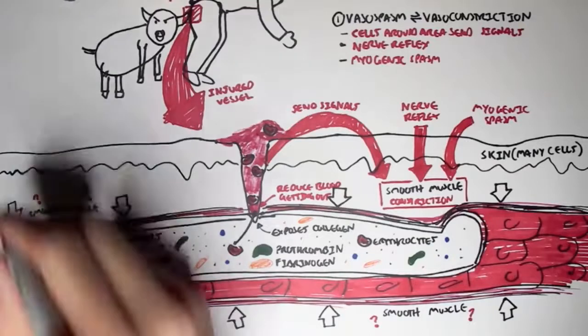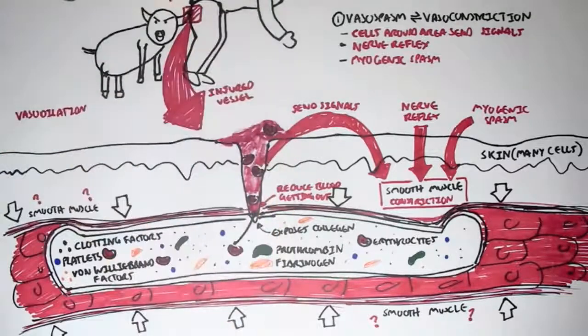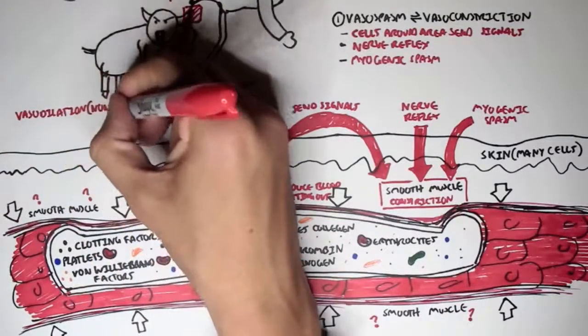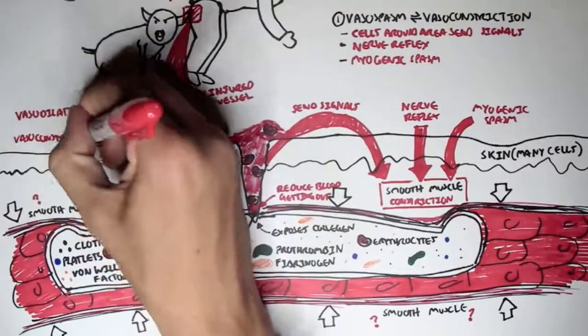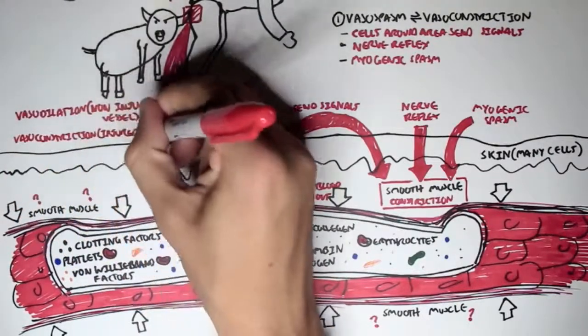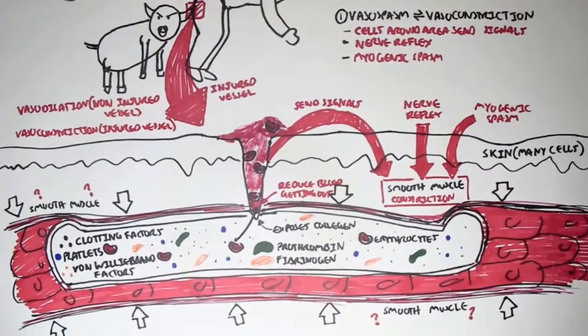Now you might have heard me say vasodilation in my immunology videos, but vasodilation tends to occur in non-injured vessels, so that we can have more white blood cells going to the infiltrated area where the pathogen is. Vasoconstriction occurs in injured blood vessels to reduce blood flow. Okay, now let's go back.